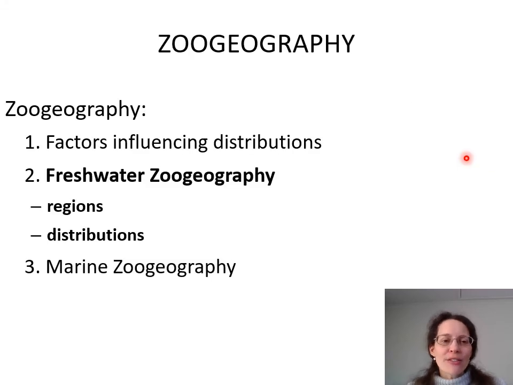This was zoogeography. We've made it through the factors influencing distributions in the previous lecture. And in this one, we spent a lot of time looking at freshwater zoogeography. We talked about the various regions, and we looked at distributions, specifically of some of our archaic lineages and then some of our more recent lineages as well. We'll come back and touch on the marine zoogeography in the next lecture.